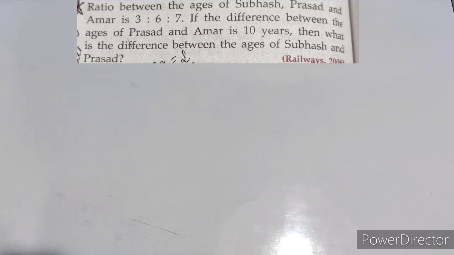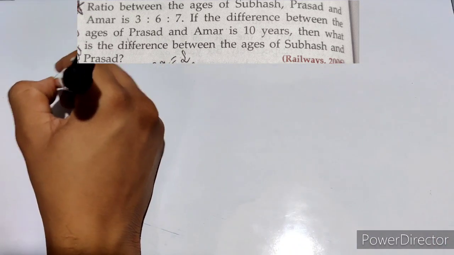So the question goes like, ratio between the ages of Subhash, Prasad and Amar is 3:6:7. So in such type of question where 3 things are given, we generally prefer to take x as the ratio, like the ratio factor to be x. So wait, I will solve it for you.